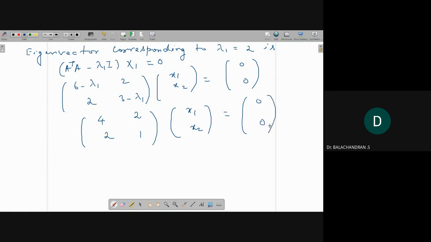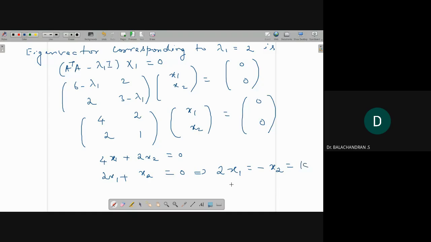So 4x1 plus 2x2 equal to 0, and 2x1 plus x2 equal to 0. Both equations are the same. From the second equation, 2x1 equal to minus x2. So I will take x2 equal to some k.